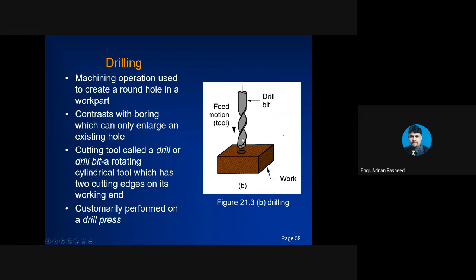So this is a drill bit, a cylindrical tool, and there are two cutting edges. These are the two cutting edges that are used in the cutting operation, and they are customarily used on a machine known as a drill press. So this is your drill bit, this is your workpiece, and you are going to feed the tool perpendicular to this surface.